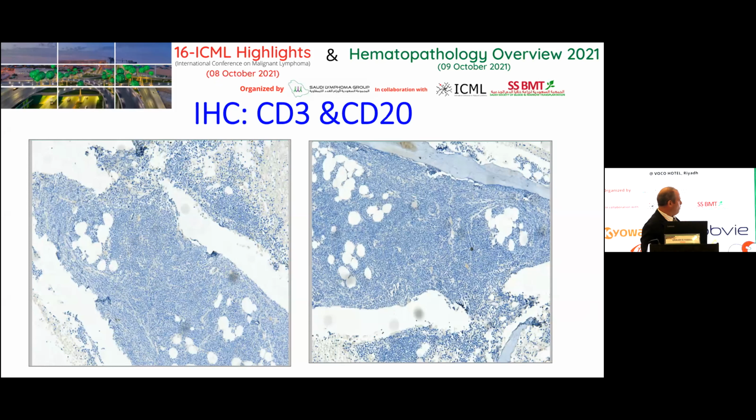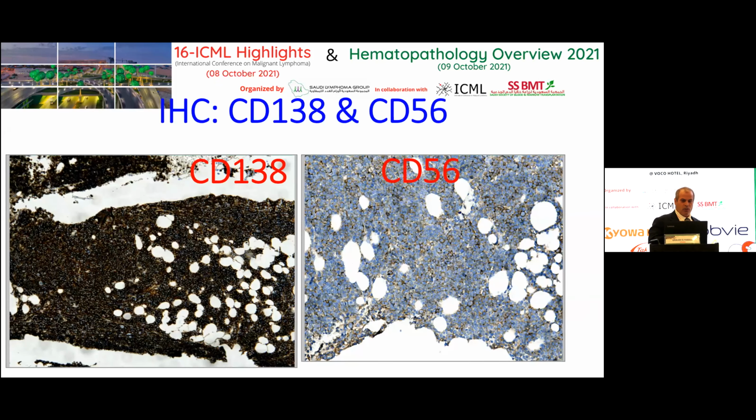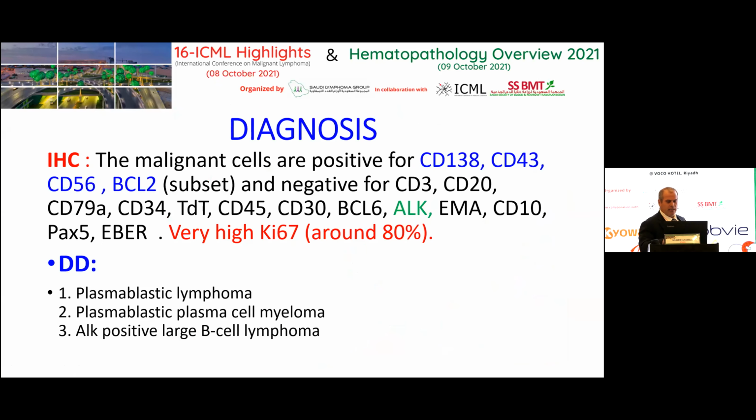What is important, what did we discover? We did these two immunostains, CD138 and CD56. CD138 was strongly positive, and CD56 is positive. So what is your diagnosis? We did immunostains again and all are negative. ALK is negative. Ki-67. So what is your differential diagnosis?